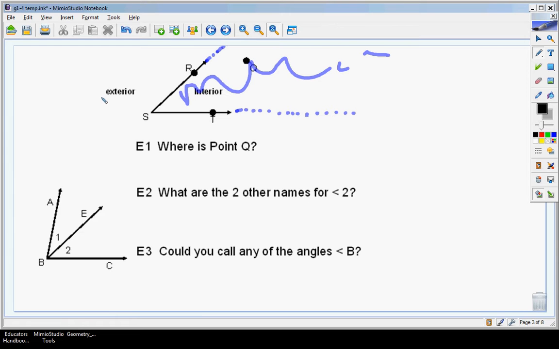Does anybody know? The actual angle is another part. If I said where is R, is it in the interior or the exterior? Neither. Where is it? On the angle. Okay? Where's point Q? Interior. And that's all they're asking here. It's in the interior of this angle.